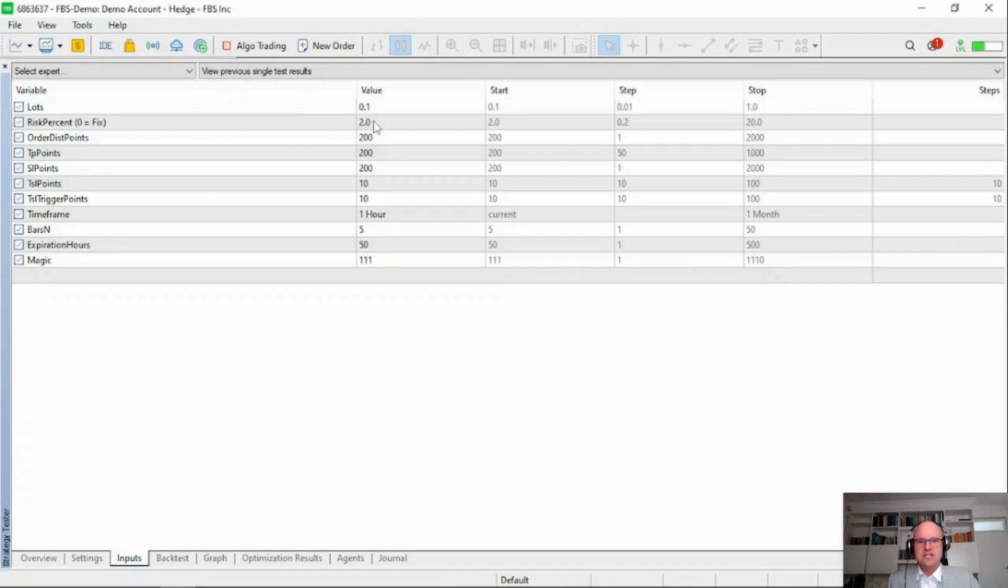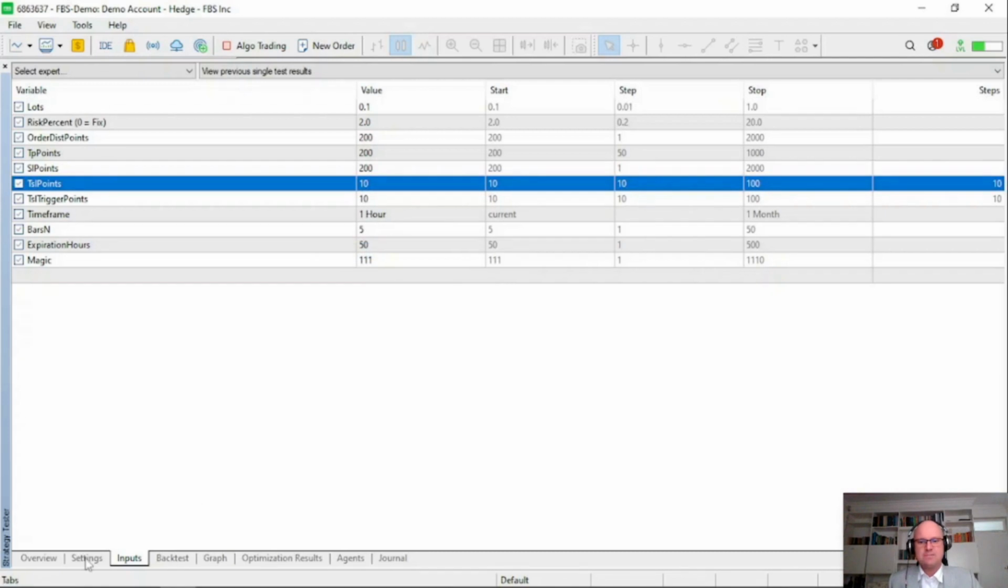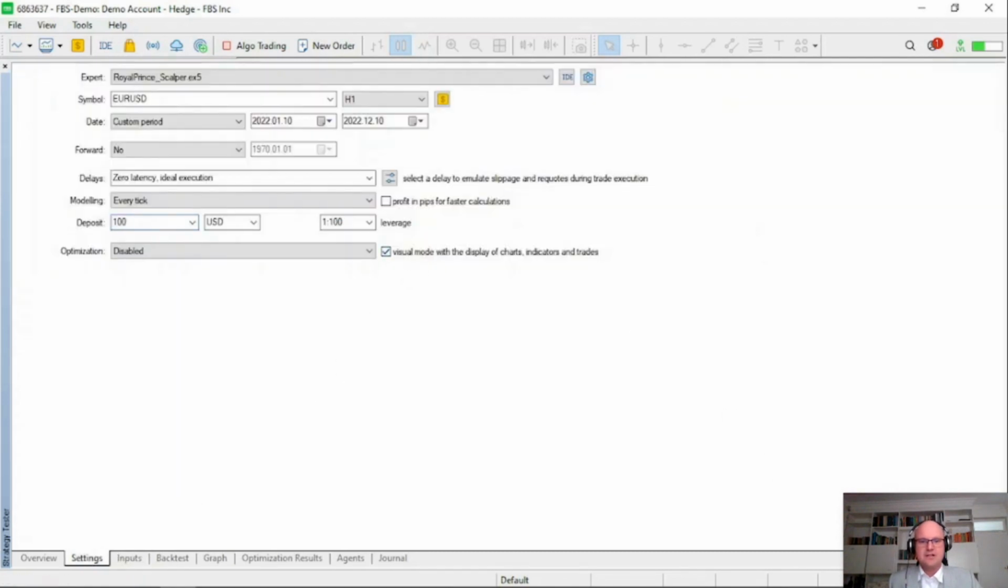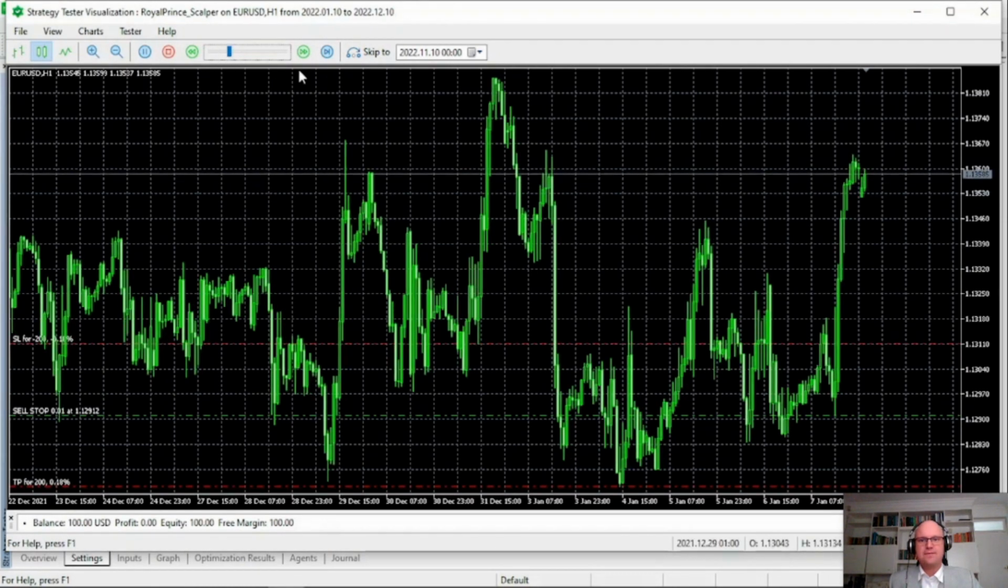The breakout strategy that this bot featured is very interesting, so we'll take a closer look in the visual mode and see how it works. So everything has been returned to default. Select the visual mode to get an accurate interpretation of what the bot would look like in the market.